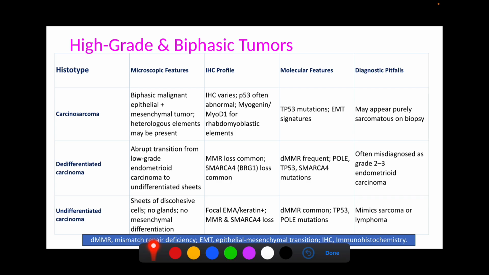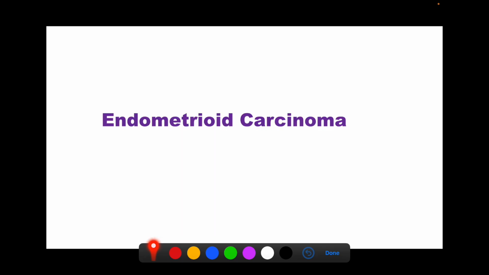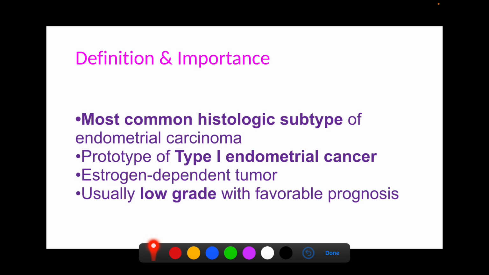Second, high grade biphasic tumor which is carcinosarcoma, dedifferentiated carcinoma and undifferentiated carcinoma. And some rare important histotypes are neuroendocrine and mesonephric like carcinoma. These all tumors we will discuss in next episodes. So today we are going to discuss endometrioid carcinoma.